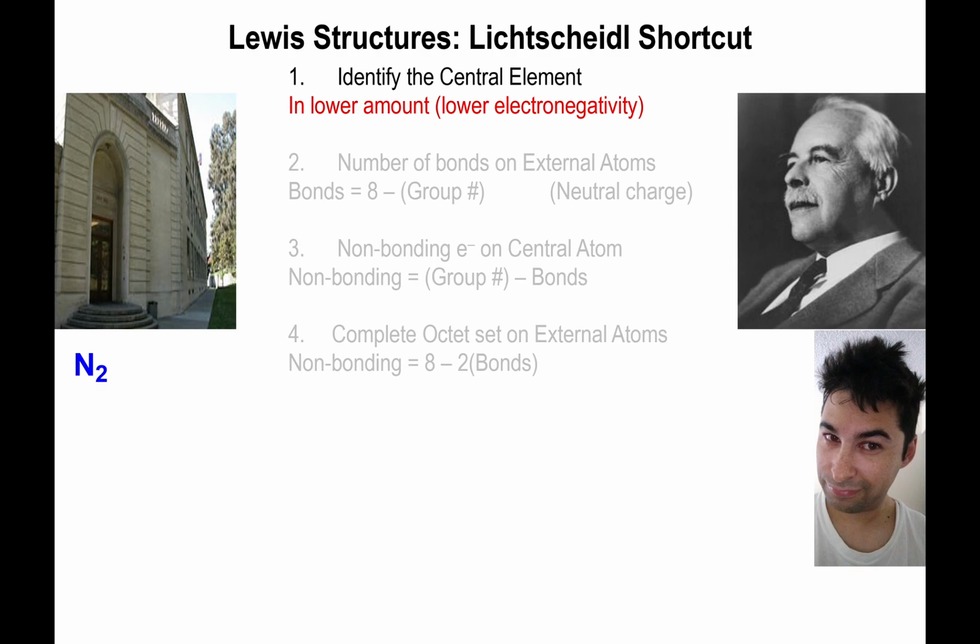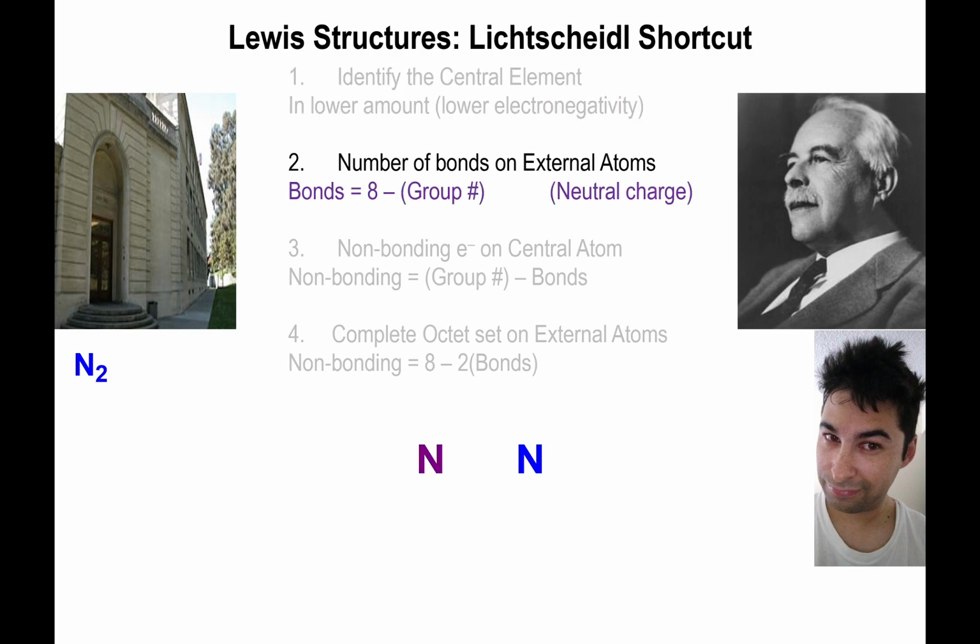So to give you an example, we're going to start kind of simple. If we look at dinitrogen, this only has two atoms, so it doesn't really matter which one you consider the central element. It could be the left one or the right one. It doesn't really matter in this case. But in this particular example, I'm going with the right one as being the central, completely arbitrary.